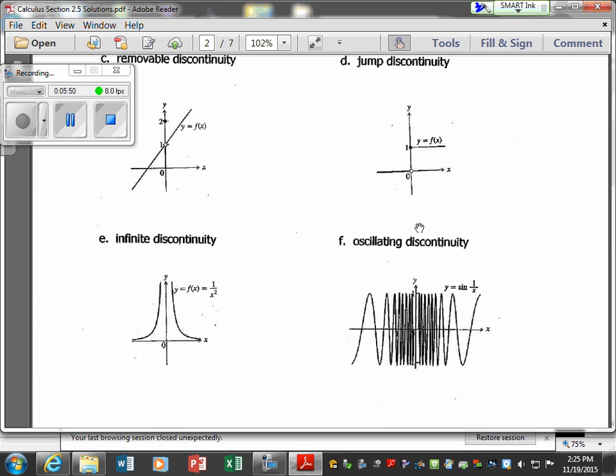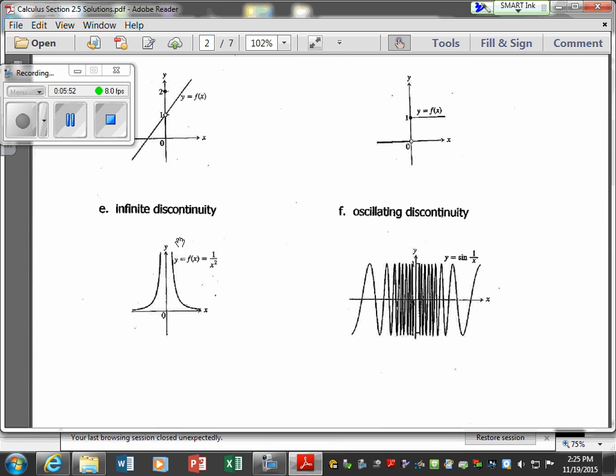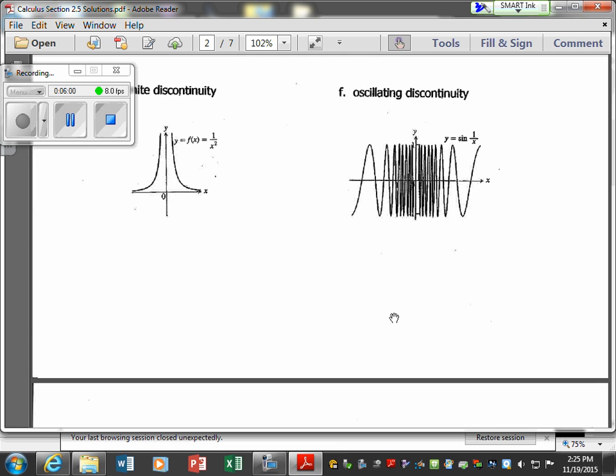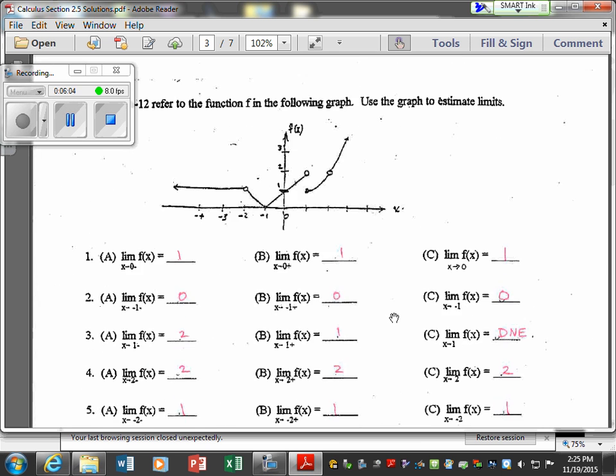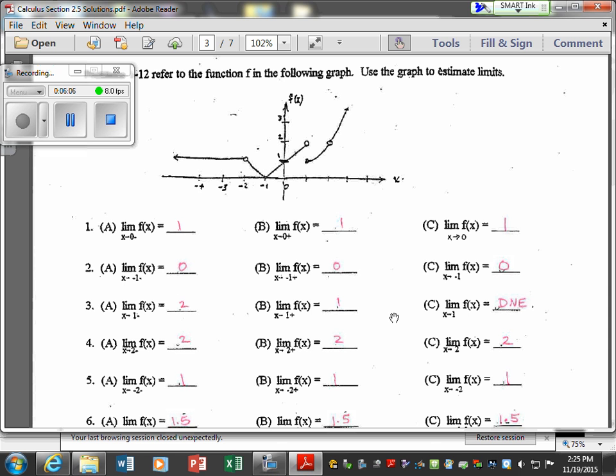Let me clear that. An infinite discontinuity, it's continuous. And then an oscillating discontinuity here. So those are just some images of some graphs of different types of discontinuity. Now we're going to kind of pick and choose through some of these because I feel like you should be comfortable with this. Let's do this first one.